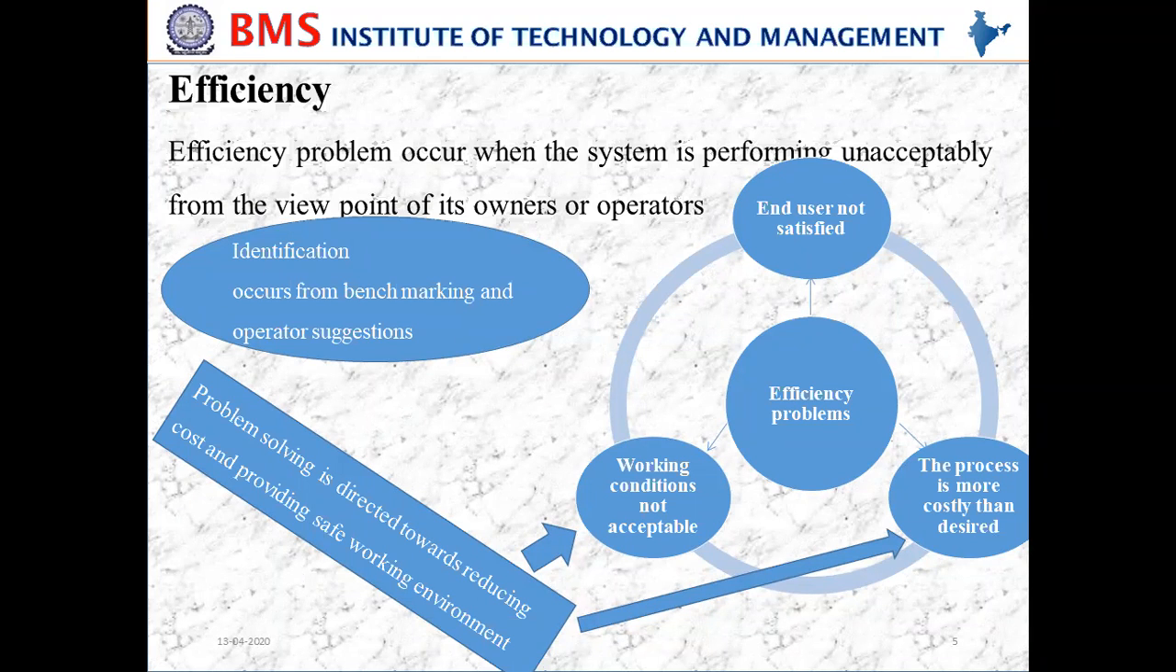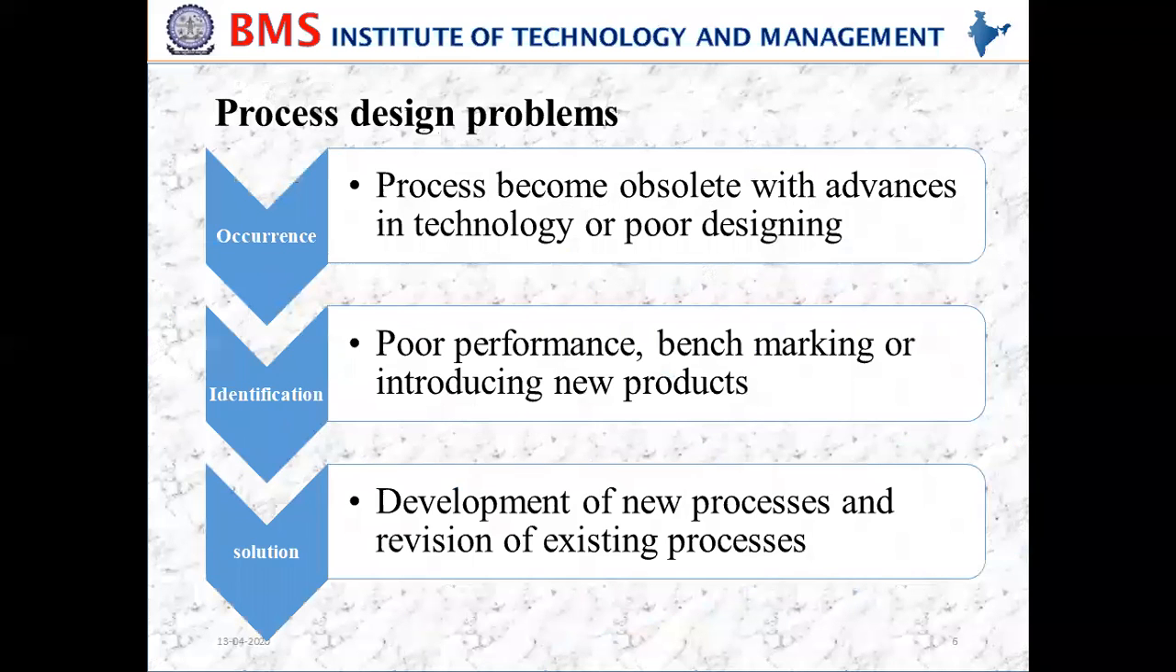Now we'll move on to the design related problems. First we discuss the process design problems. On the occurrence of a process design problem, the process becomes obsolete. For example, the process you are using right now may not be usable further because of advancement in technology, or it may be poor designing of the process. The process you have designed may be very poorly designed, meaning it is not giving a quality output or quality product. That is the occurrence of process design problems.